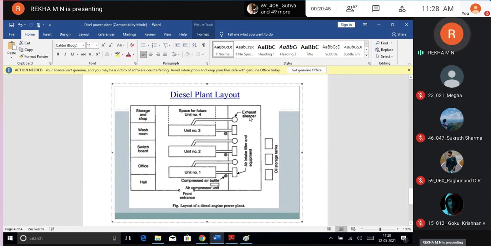So those filters have to be thoroughly cleaned, students, because they'll be having impurities again and again. They may get stuck, and that may reduce the efficiency. So make sure that you clean them properly once in a while and maintain the plant layout properly, I mean, your diesel engine plant properly. So this will all come under maintenance. Do you have any doubts, students, under this?